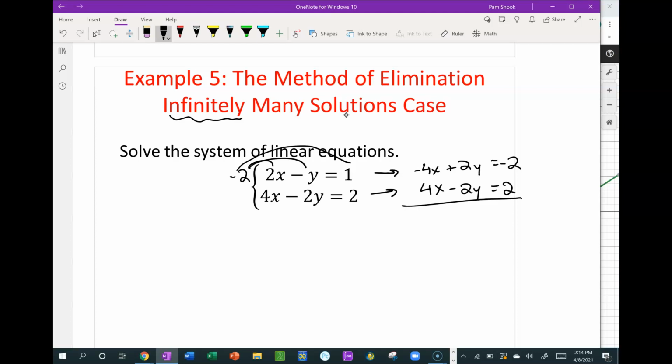Now let's add them together. 4x minus 4x, gone. 2y minus 2y, gone. So that leaves 0 on the left side. Negative 2 plus 2, gone. I get a 0 on the right side. That is always true. 0 always equals 0, so this is infinitely many.